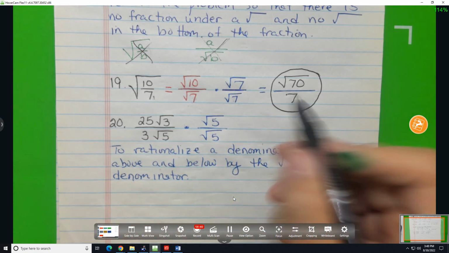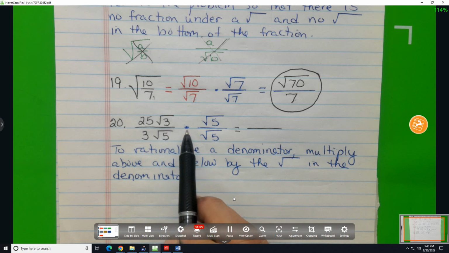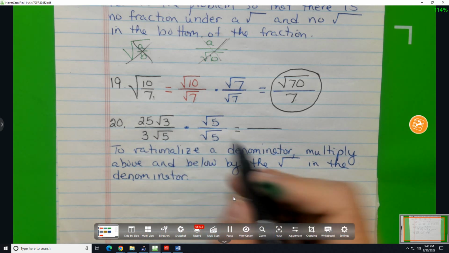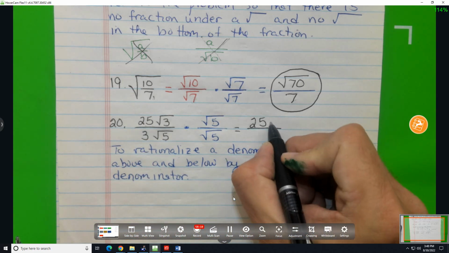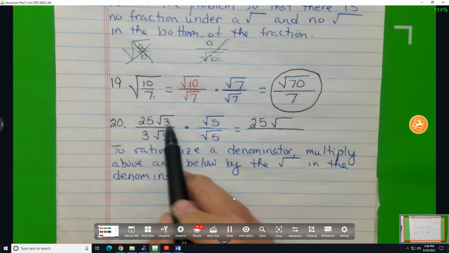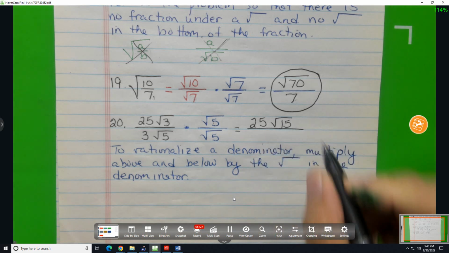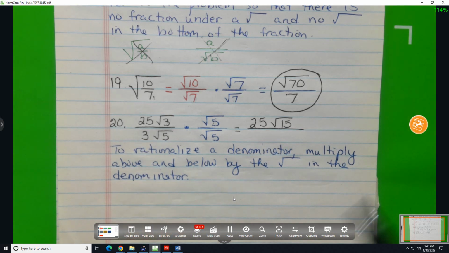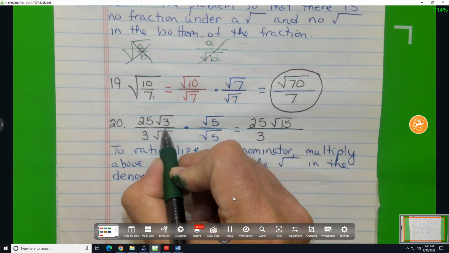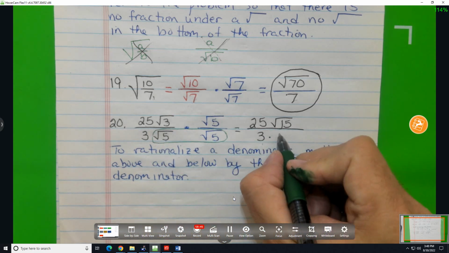Now, let me see. How is that going to work? On the top, we have 25 square root of 3 times square root of 5. Well, I'm just going to write down the 25. And how do I multiply those two square roots? The square root of 3 times the square root of 5 is square root of 15. Now, what about on the bottom? Well, we have the 3. And the square root of 5 times the square root of 5 becomes the square root of 25, which is 5.